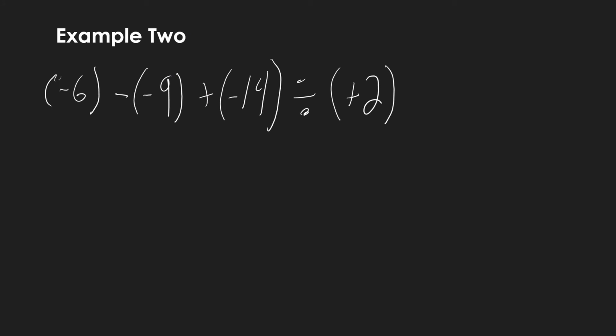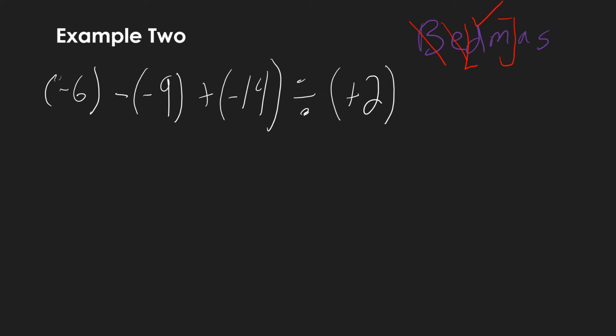So here we've got a negative 6 subtracting a negative 9 plus a negative 14 divided by a positive 2. If I write my BEDMAS down again, I'm going to ask myself, are there any brackets to solve? When we look at this question, there are brackets, but nothing to solve within them, so I'm not going to worry about that. Any exponents? Don't worry about that. Now, division, multiplication, working left to right. We do have division and no multiplication, so we'll check that and solve it.